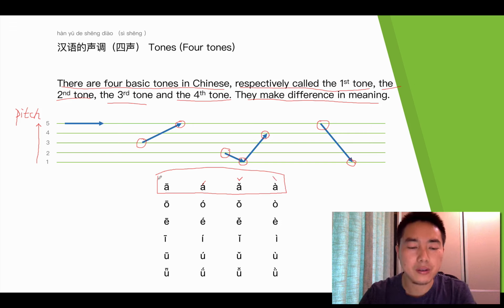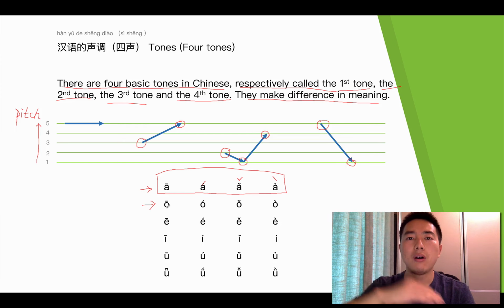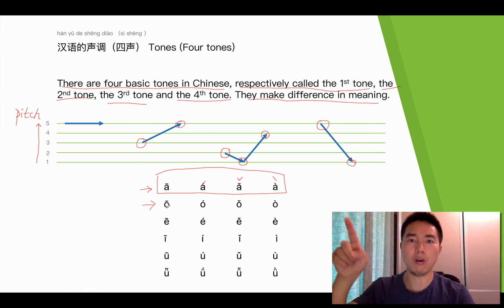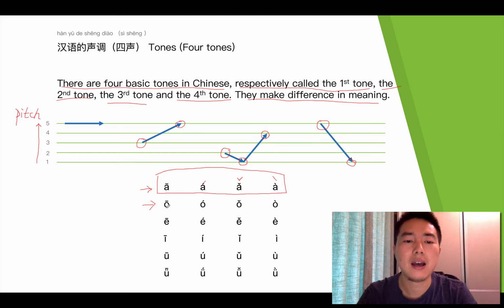Okay, now we're going to read all these 6 single finals with the 4 tones. Firstly is a. So a with the 4 tones becomes ā, á, ǎ, à. Great. Now o with the 4 tones becomes ō, ó, ǒ, ò. Great. Now the third one is e.